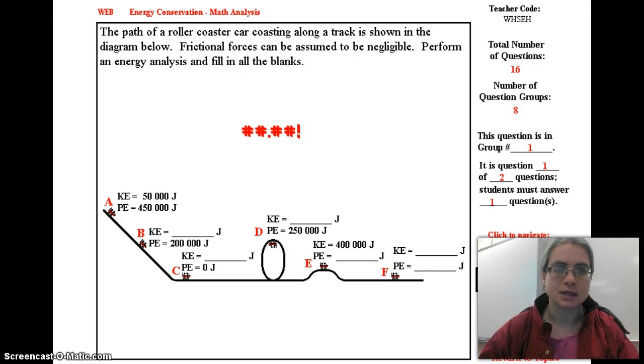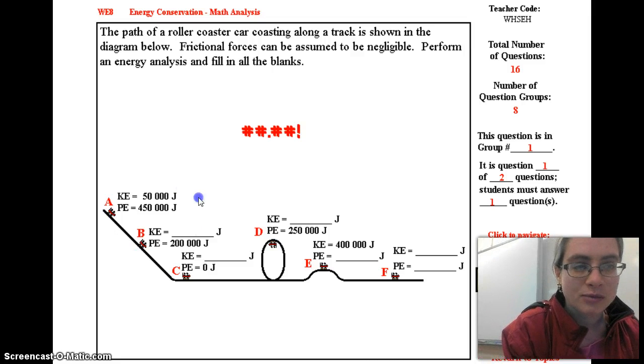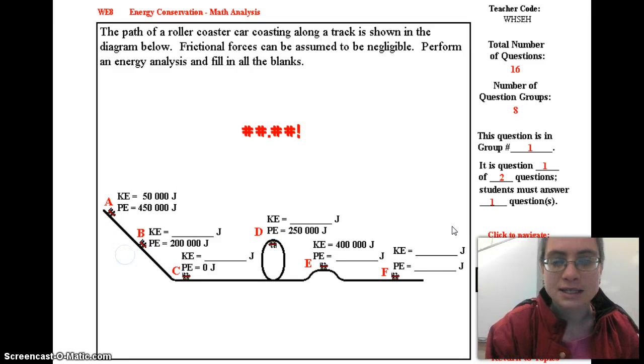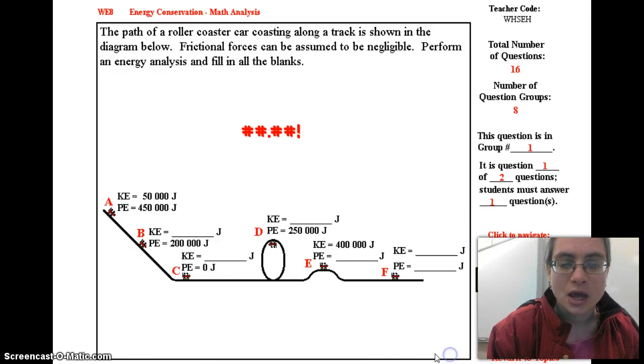In this problem, it says the path of a roller coaster car coasting along a track is shown in the diagram below. Frictional forces can be assumed to be negligible. In other words, energy is conserved. Perform an energy analysis and fill in all the blanks. Okay, guys, this is actually really easy. If energy is conserved, you're going to have the same total amount of mechanical energy here as mechanical energy here.